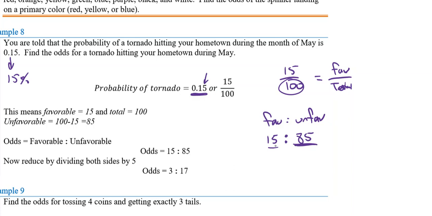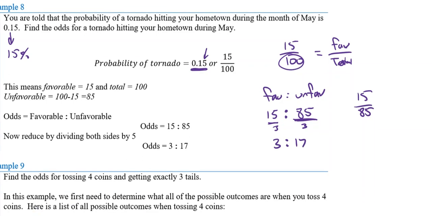So now we can simplify this the same way you'd simplify a fraction like 15 over 85, right? Even though it's written side by side, it's still a ratio. We're going to divide both of these by 3. So we divide by 3, divide by 3. That's the same thing as 3 dot dot 17. So we would say the odds of the tornado happening are 3 to 17. 3 chances of it happening, 17 chances of it not happening, right? Favorable and unfavorable.